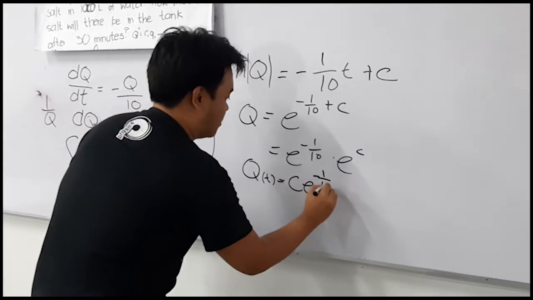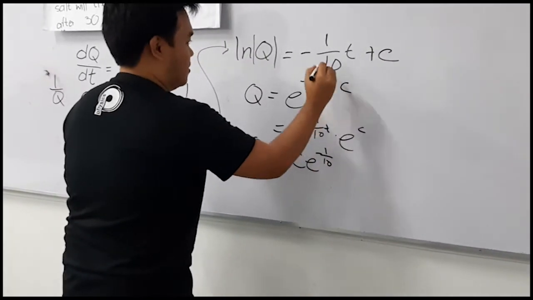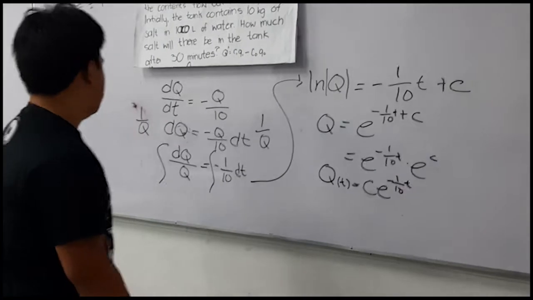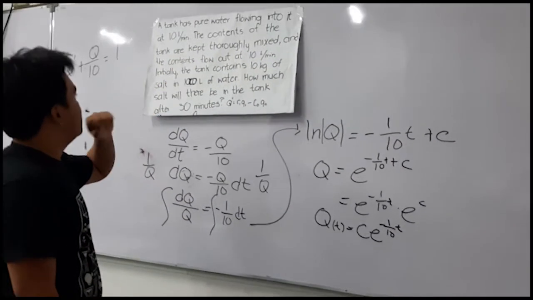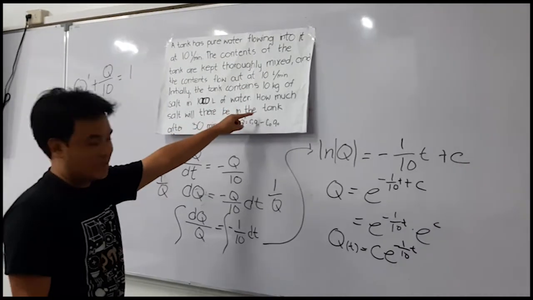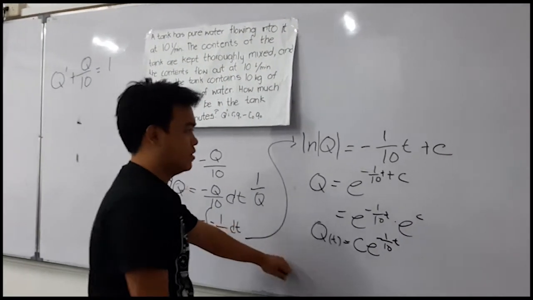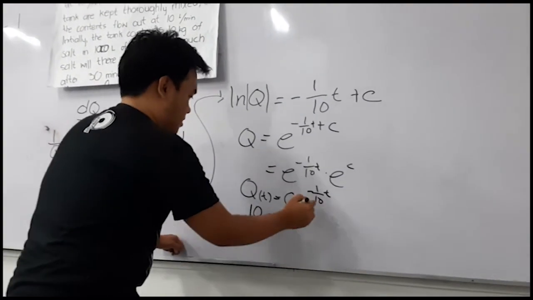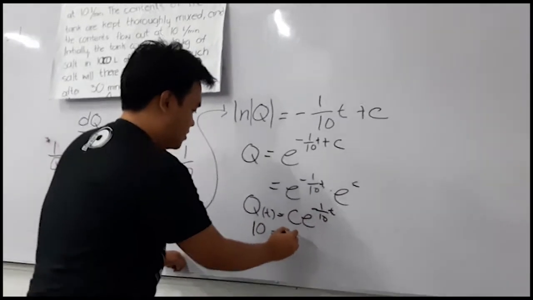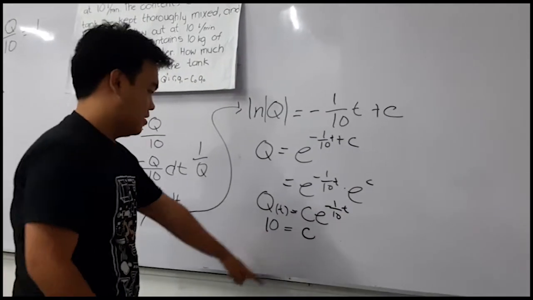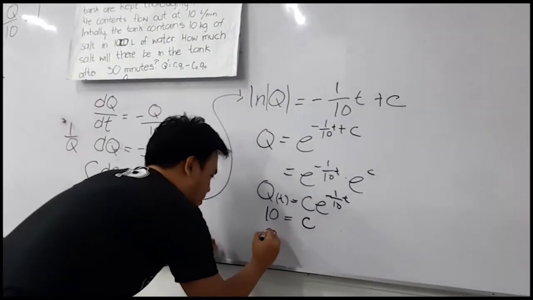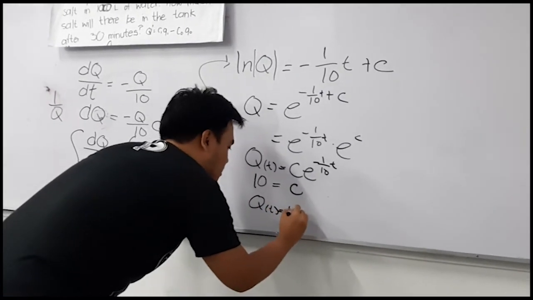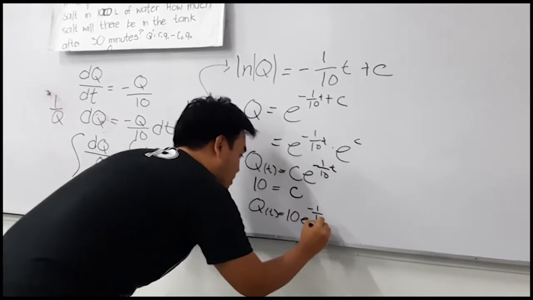raised to negative 1 over 10 t. To solve for C, our initial condition is the tank has 10 kilograms at time equal to 0. So when the time is 0, it is 10 kilograms. e raised to 0 is 1, so we're left with 10 equal to C. So our final equation will be Q of t equal to 10 e raised to negative 1 over 10 t.